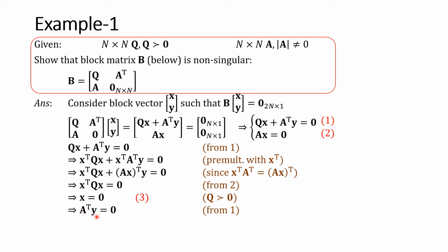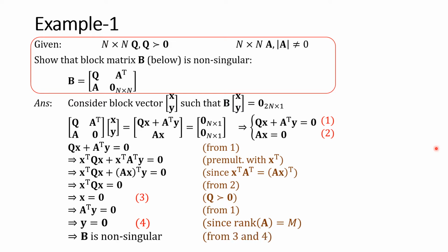Hence, A transpose y equals 0. Since x is 0, this term is 0 in equation 1, and so A transpose y equals 0. But A is non-singular. Therefore, A transpose y is 0 only if y equals 0. This is equation 4. And so we just proved that x and y are both zeros. Hence, B is non-singular.